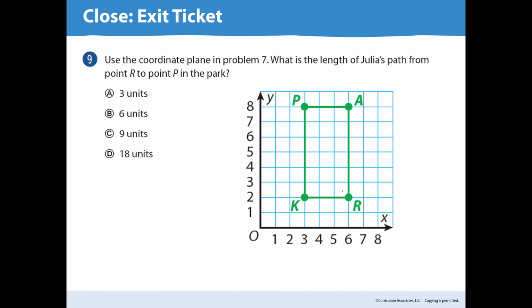So we are starting at point R and she's going to point P. And she can't just go across diagonally, she has to follow these grid lines. So if we go over 3 and then up 6, she's traveled 3 plus 6 units. So altogether, Julia has traveled 9 units.